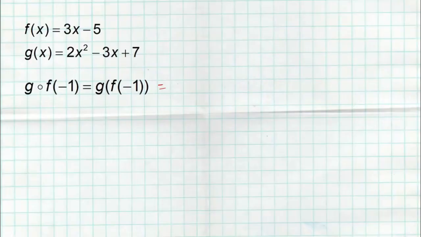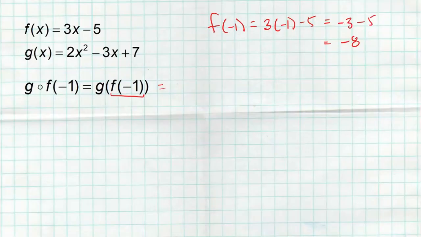This time I'm going to, again, start on the inside of the parentheses. What is f of negative 1? I'm plugging negative 1 into f. 3 times negative 1 minus 5. That's negative 3 minus 5. And negative 3 minus 5 is, of course, negative 8.